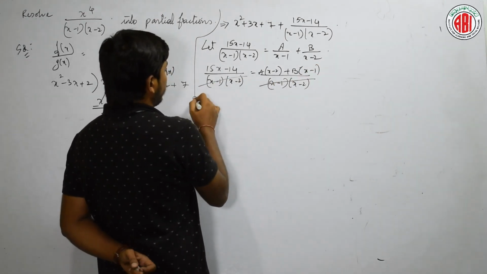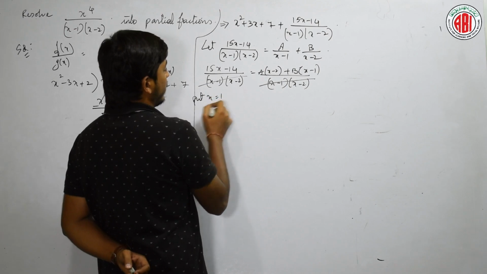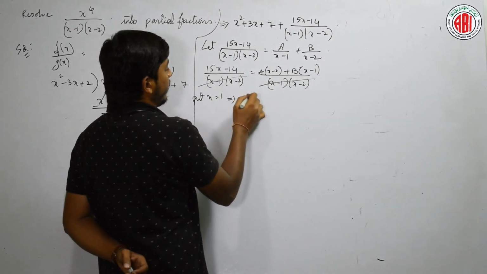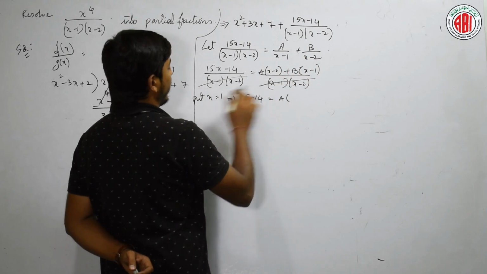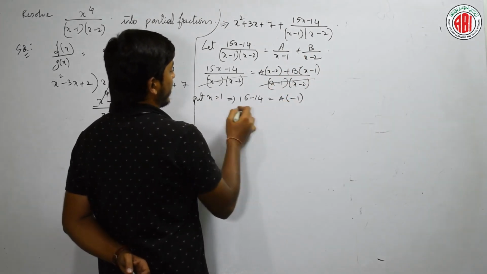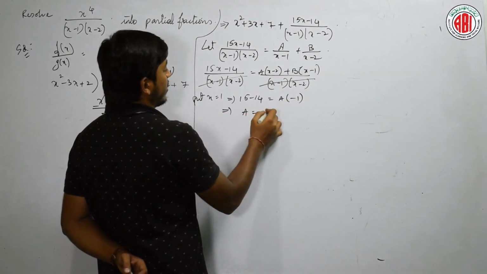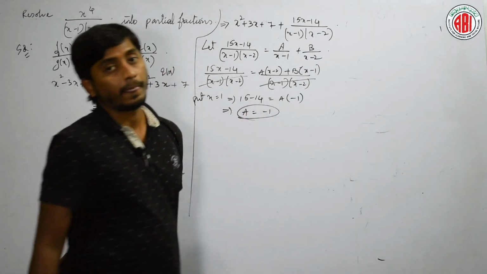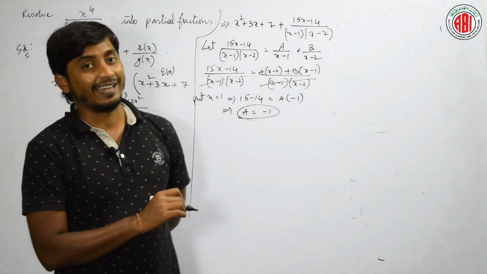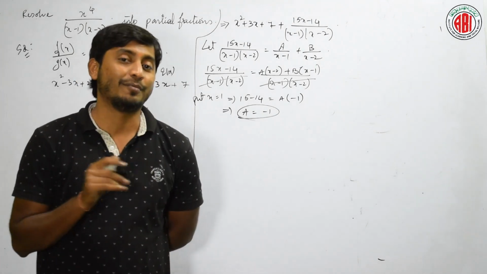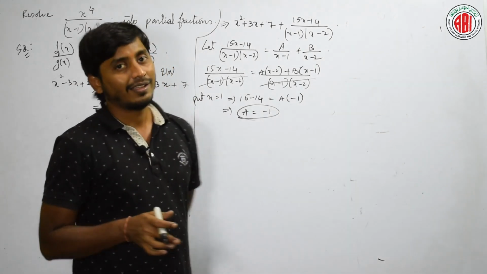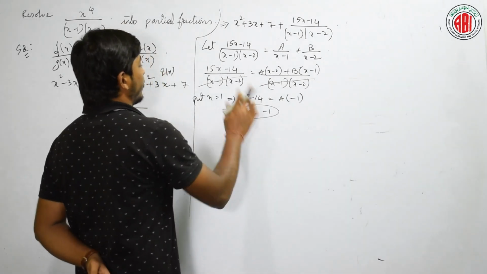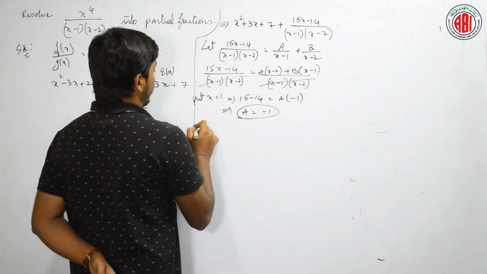Then put x equal to 1, what do we get? 15 minus 14 is equal to, this term will go, I will be left with 1 minus 2 is minus 1. Therefore, a is minus 1, right. I am writing everything directly because we have already done more than 3 to 4 problems of the same type. Okay. See here, 15 minus 14 is 1, a is minus 1.